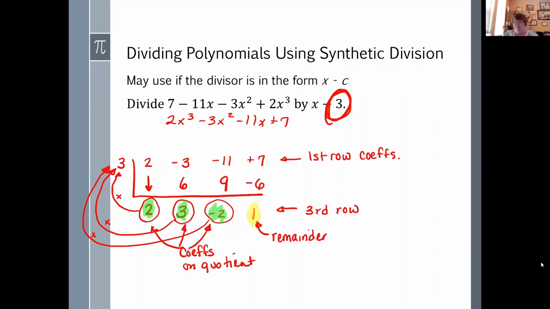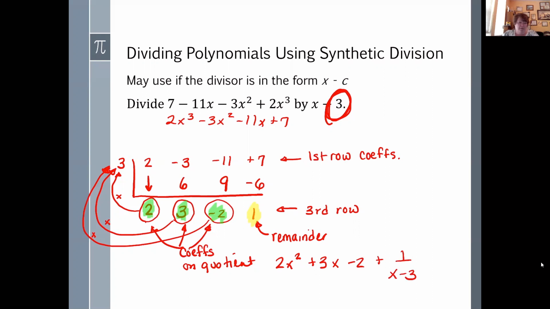So the first 2 there is the coefficient on my x squared. The 3 is the coefficient on the next term of a lower degree, which would be x. So that's 3x. The minus 2 is my constant, and the 1 is my remainder.